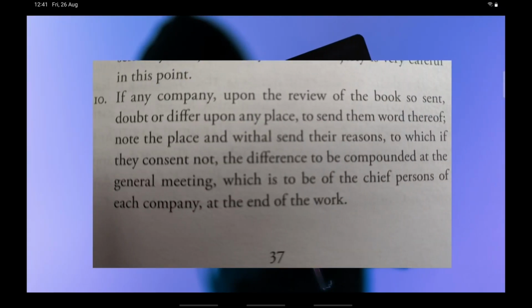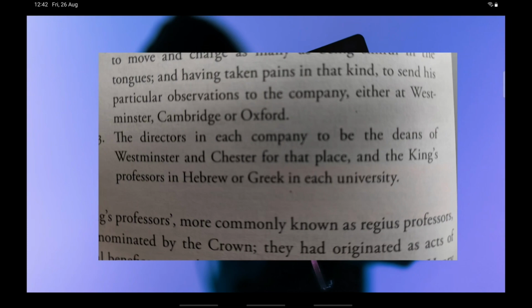If any company upon the review of the book so sent, doubt or differ upon any place, to send them word thereof, note the place and withal send their reasons, to which if they consent not, the difference to be compounded at the general meeting, which is to be of the chief persons of each company at the end of the work. The directors in each company to be the deans of Westminster and Chester for that place, and the king's professors in Hebrew or Greek in each university.